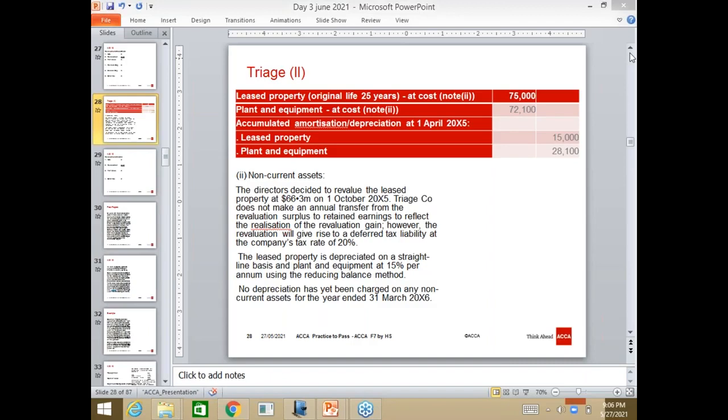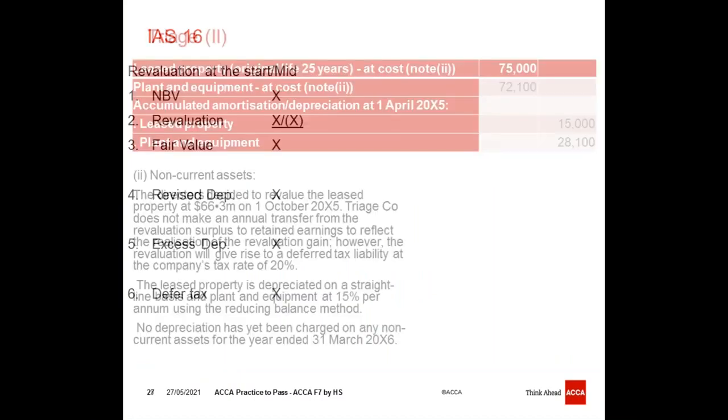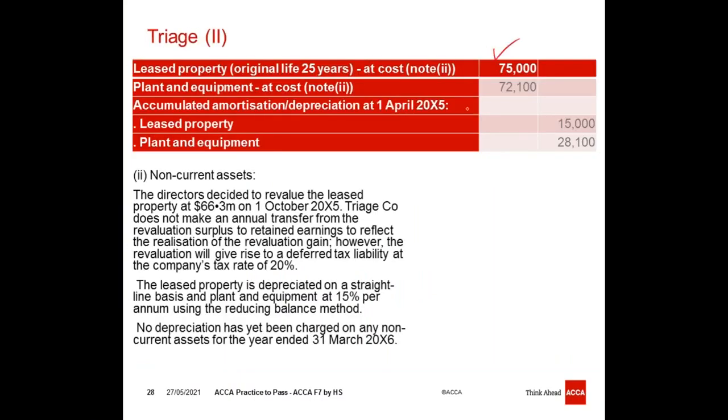We have a lease property having a cost of 75,000 and accumulated depreciation of 15,000. First of all, you need to see at what date the company has done the revaluation. So starting date is 1st April 2005, and the company is going to perform its revaluation on 1st October. It means that revaluation was done at the mid of the year: April, May, June, July, August, September.